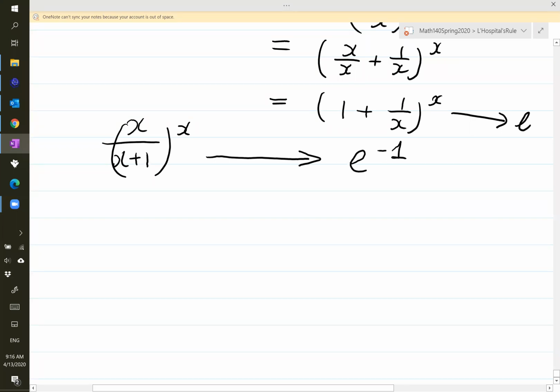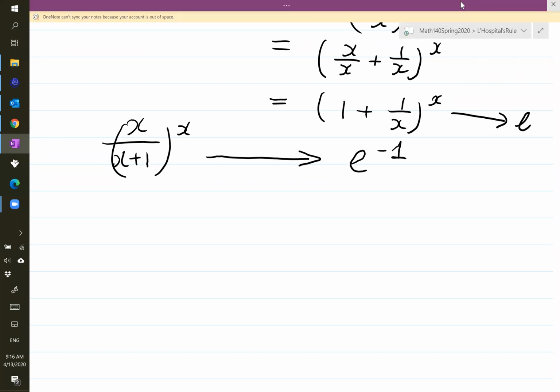Maybe we just stop here. Next time we may talk about how we actually derive L'Hopital's rule. Any questions?